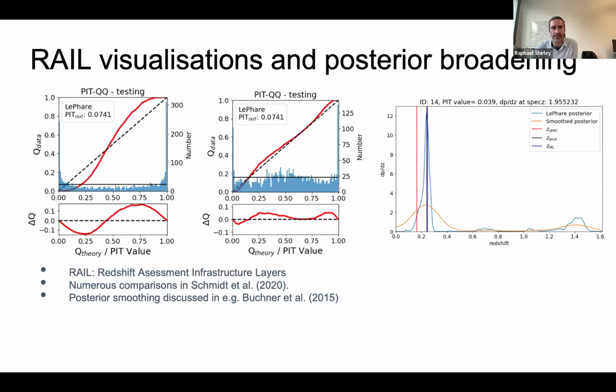And an example of that is here on the probability integral transform PIT plot on the left. And the way to remember it is that if this looks like a U, it's under-dispersed. And what that's showing is that your posterior is not capturing your full redshift distribution.